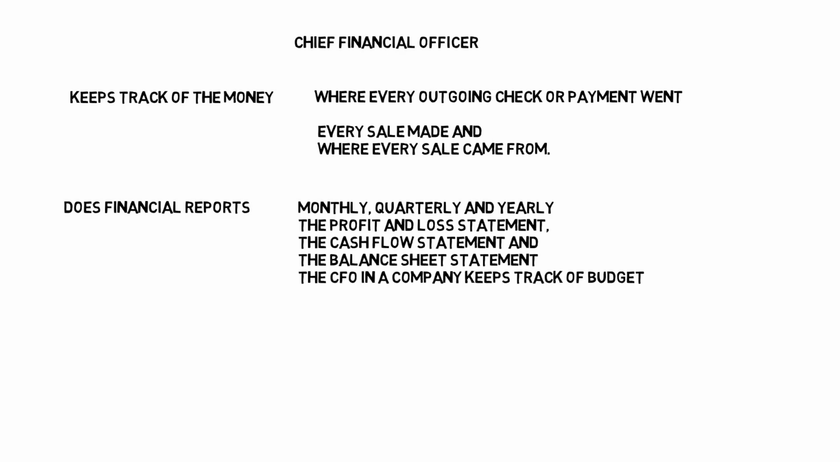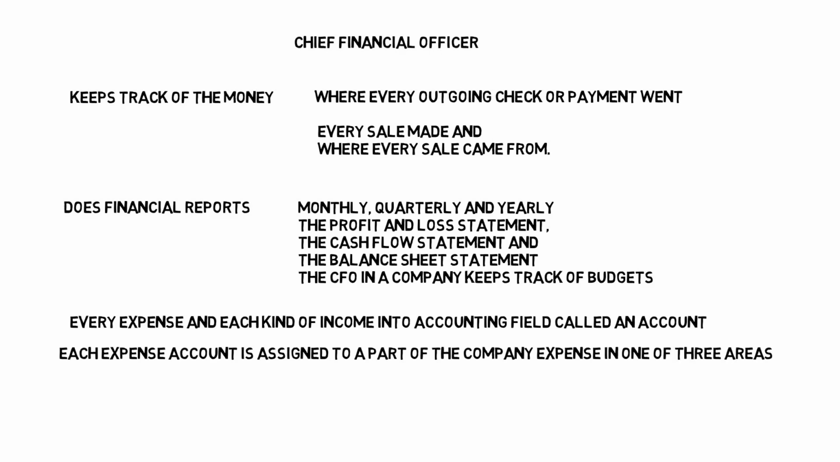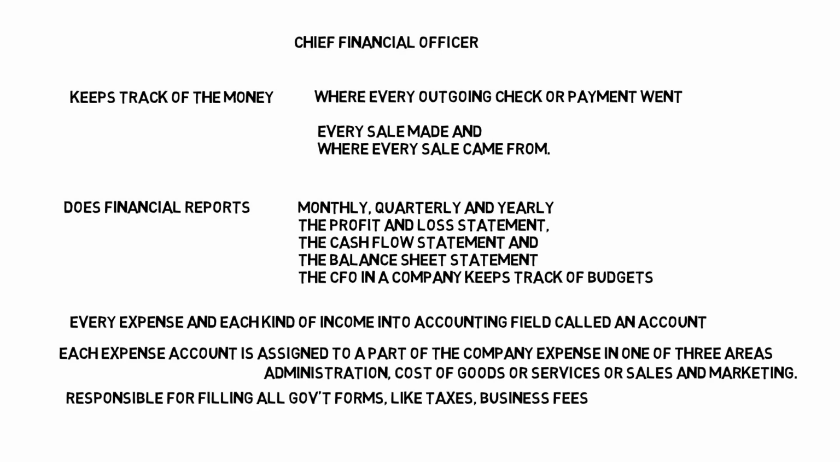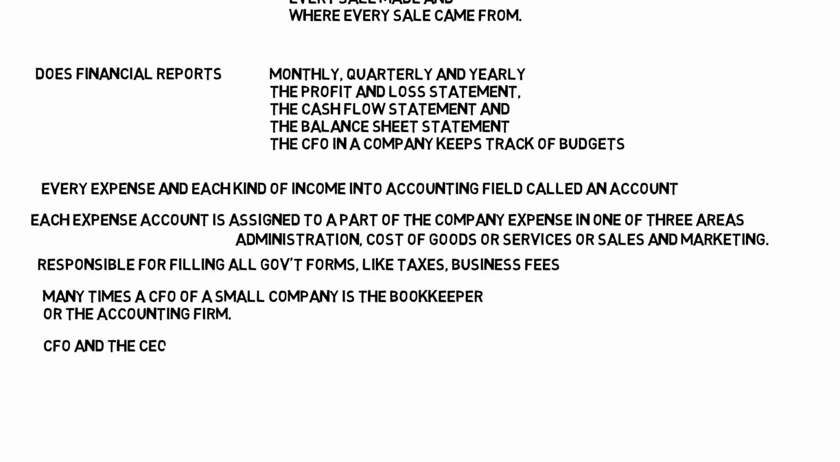The CFO puts every expense and each kind of income into an accounting field called an account. Each expense account is assigned to a part of the company expense in one of three areas: administration, cost of goods or services, or sales and marketing. The CFO is responsible for filing all government forms like taxes, business fees, etc. Many times, the CFO of a small company is the bookkeeper or the accounting firm. The CFO and the CEO, the Chief Executive Officer, review all costs and expenses and set goals and budgets for each account.